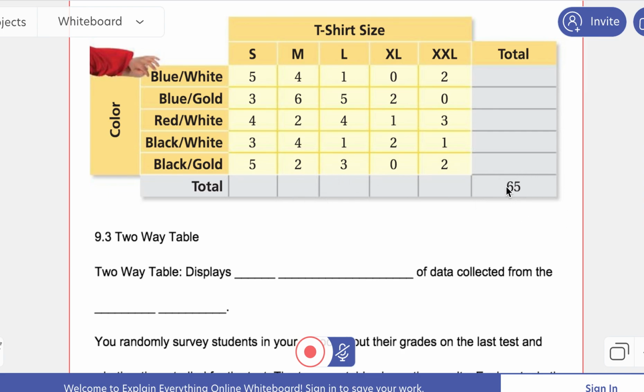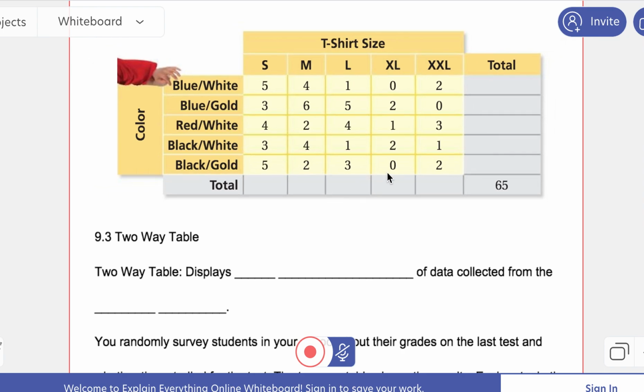And then what do you think the 65 represents? Well, the 65 represents exactly how many of these t-shirts were ordered in general. Not talking about color or size, but just t-shirts in general. So we can get a lot from two-way tables.